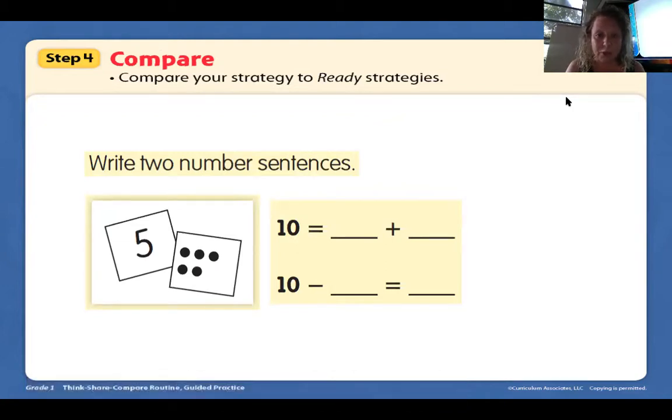Look at the two number cards that I have. Use these two number cards to write two number sentences. I gave you a hint. One number sentence will be an addition sentence. One number sentence will be a subtraction sentence. Push pause, and when you're ready to move on, push play.